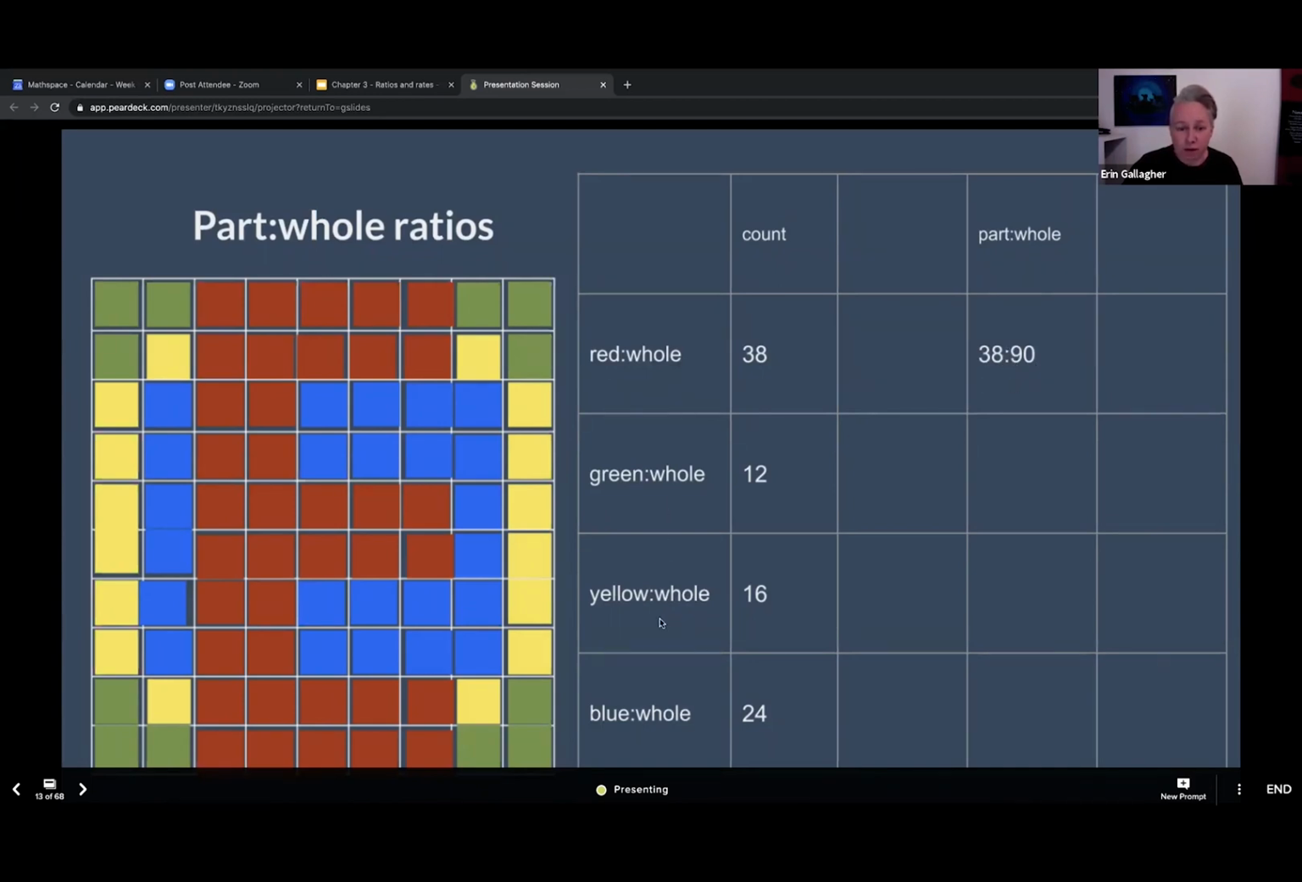So just have a look at one of these other ones here, and you don't need to do more than just think in your head, how would I write one of these relationships as a ratio? So how might you write the green is to whole ratio, or the blue? Just have a bit of a feel about that before I reveal the answers there.